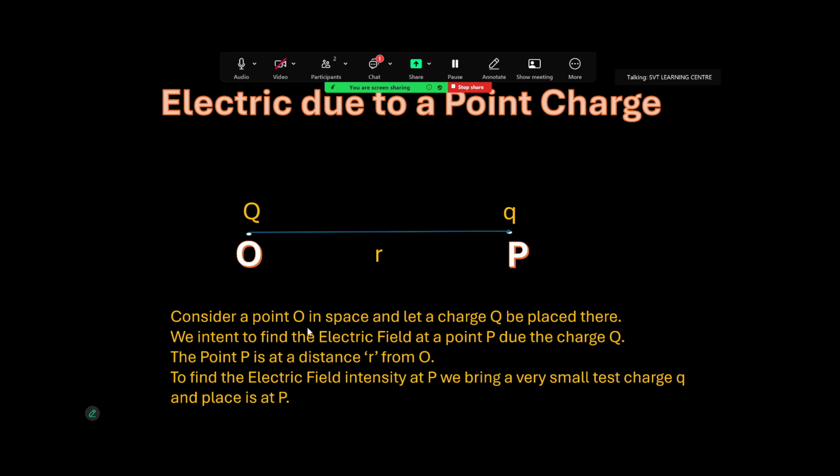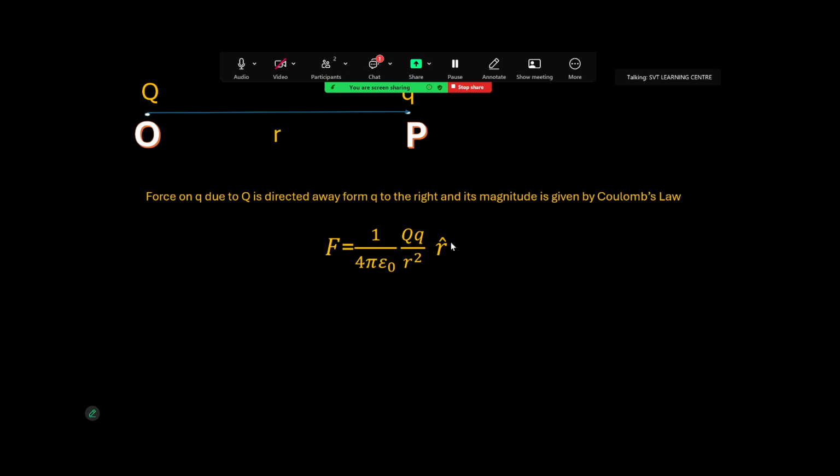So consider a point O in space and let a charge Q be placed there. We intend to find the electrical field at the point P due to charge Q. The point P is at a distance r from O. So to find the electrical field at P, we bring a small test charge q and place it at P. Now we know how to find the force because that is given by Coulomb's law. So F will be equal to 1 upon 4 pi epsilon naught Q q upon r square, and this unit vector r shows that it will be in the direction of r, both of them being positive.